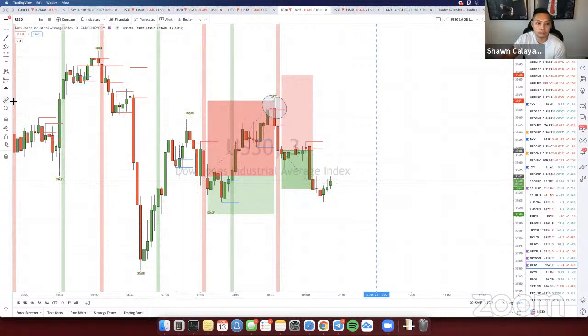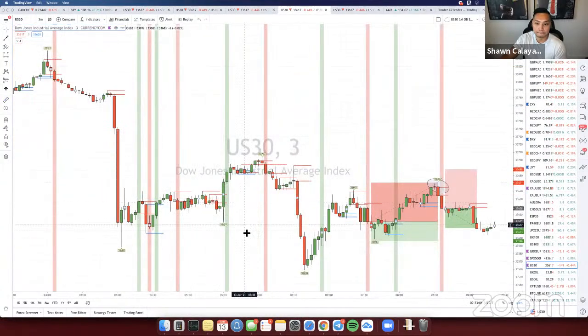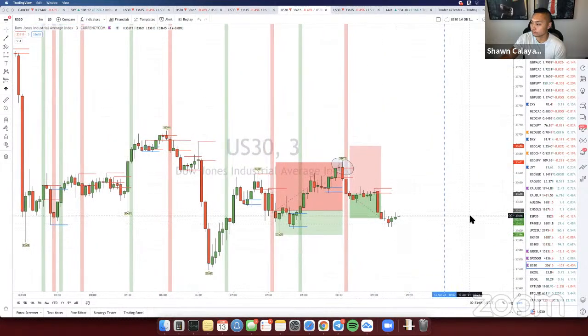Just trying to see how much this dropped right here. Yeah, no, I can see that, CT. There's a lot of volume right there around that area. Yeah, I guess we'll have to wait and see.